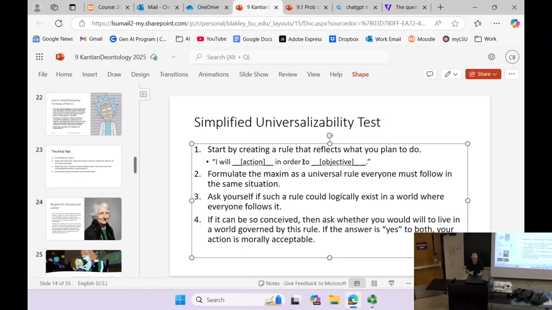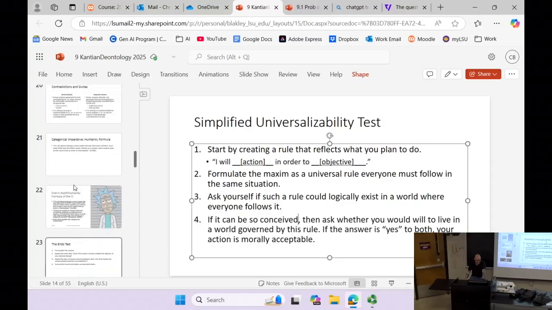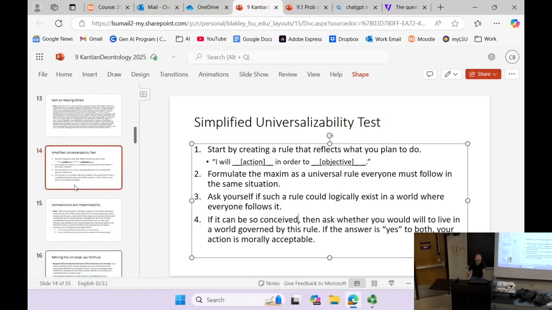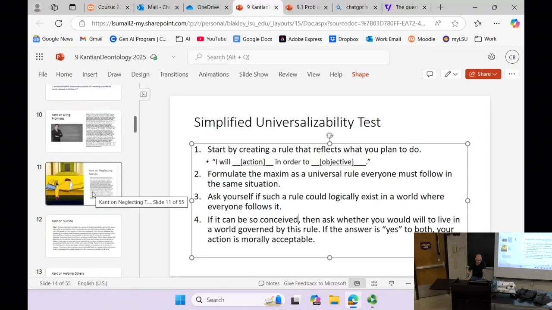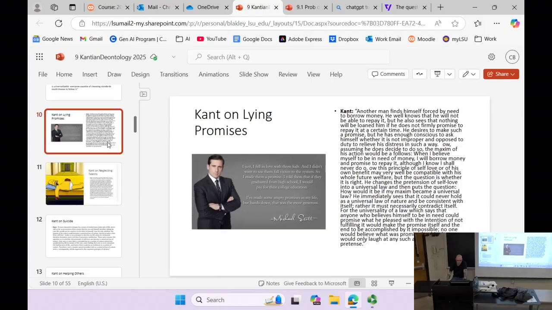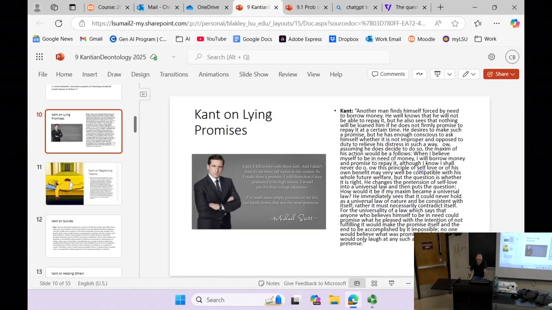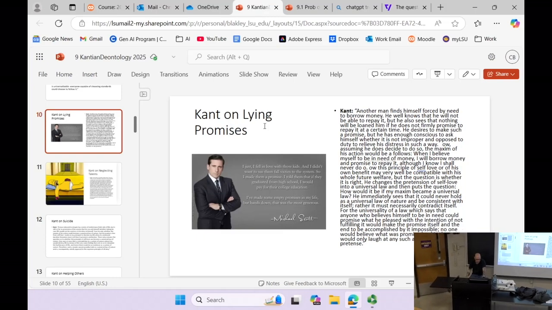So the first part of our exercise that we'll do here in a minute, after I go over a couple of things, is just to rehearse Kant's own version of this test with one of his own examples. Go back to the example that I'm going to use here. We're going to do, not neglecting talents, but making lying promises. Promises you don't intend to keep will be our example here. And then we're going to apply that. So we'll do that as a rehearsal.